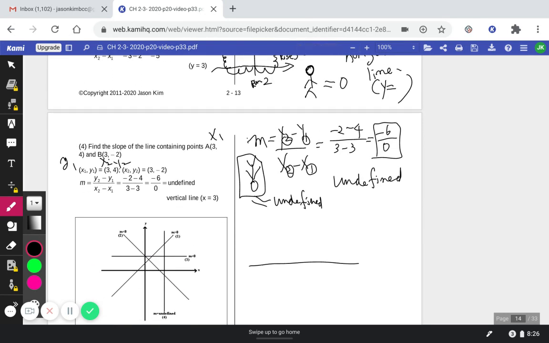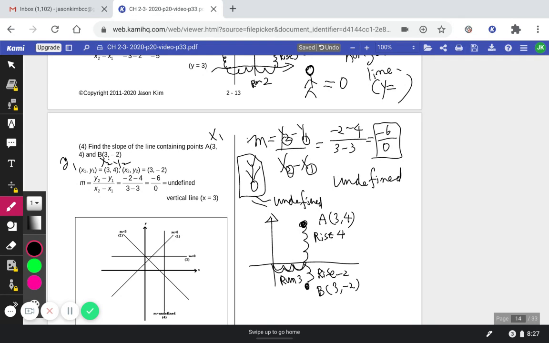If I plot this, I have point A is 3 comma 4. So 1, 2, 3, and 1, 2, 3, 4. So you run 3 and rise 4. Then you get this point as point A, 3 comma 4. Now point B is 3 comma negative 2. So you run 3 again, but y is negative 2. That means go down, rise negative 2. So here is the point B, which is 3 comma negative 2.